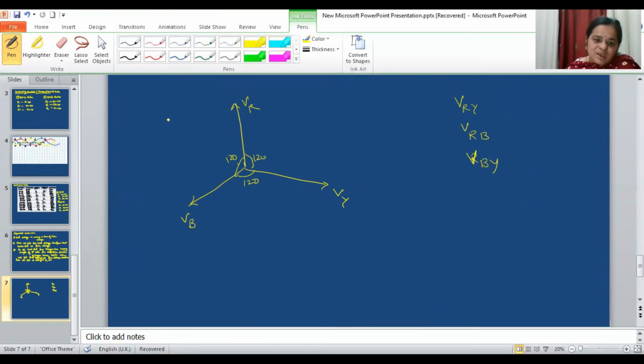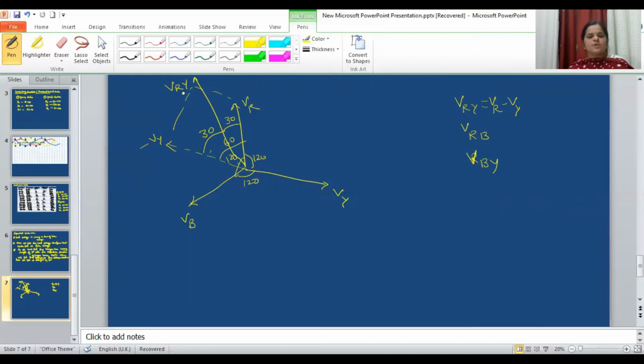Suppose I want to plot VRY. What is VRY? That is VR minus VY. So if I want to subtract VY from VR, I extend VY in the opposite direction, which will be minus VY. So this angle will be 60, and if I take the resultant of that, it will be like this, and this is nothing but VRY. So what is this angle? 30 degrees. And this angle?